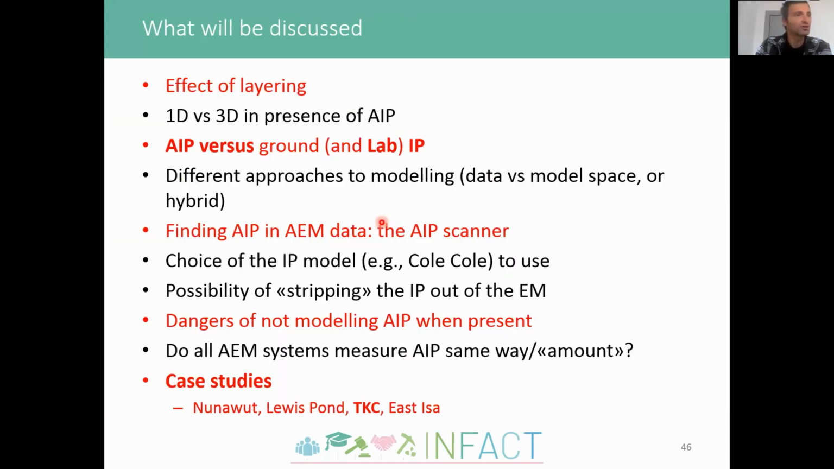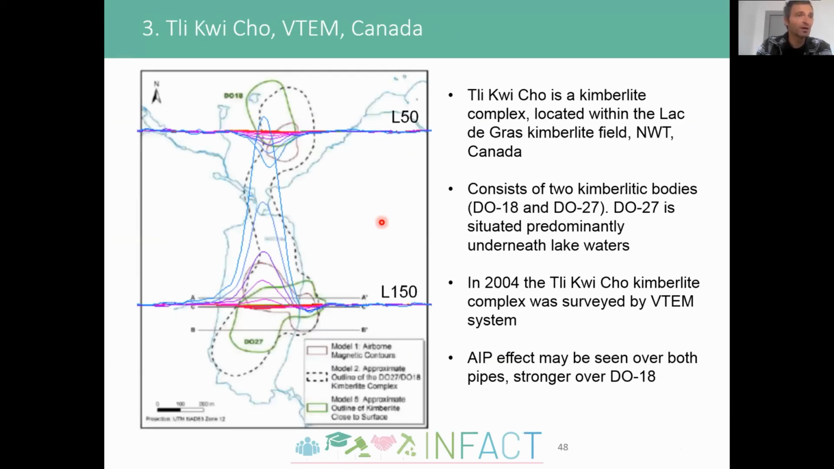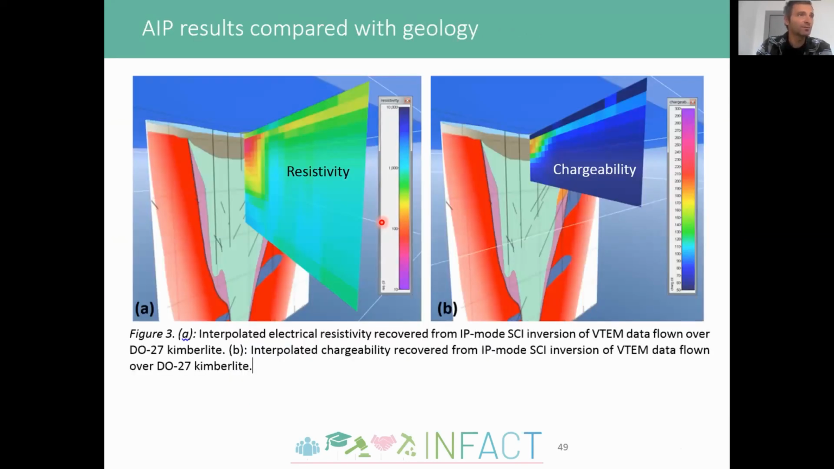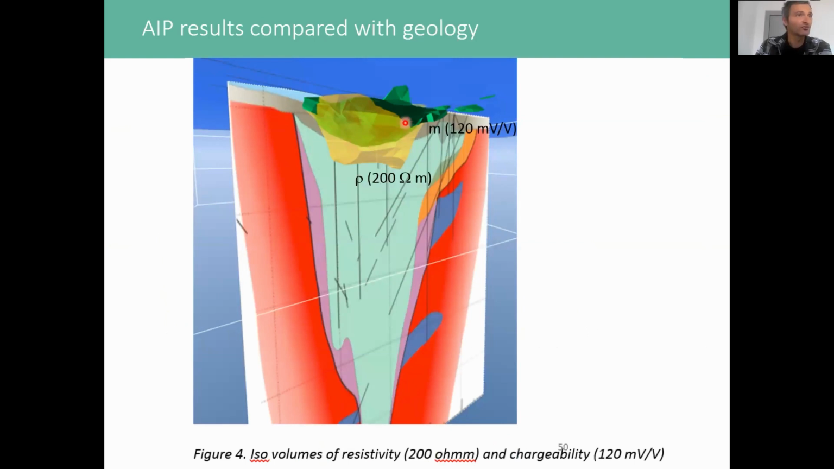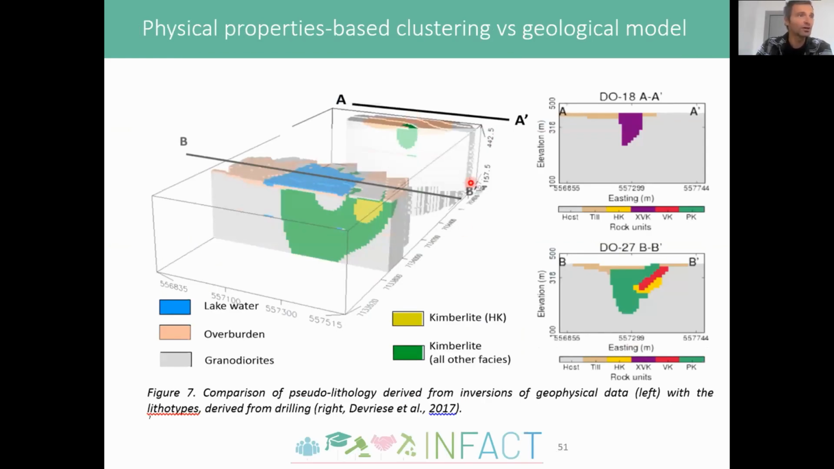Very quickly, TKC, this is a kimberlite in Canada. The reason I bring this one up is that we have a comparison against lab-based IP effects. There are lots of negatives in here, so we inverted with IP. This is a resistivity slice, and this is a chargeability slice against the geological model. This is how we fit the data. The entire thing is negative. We fit it. These are, again, iso-volumes of conductive and chargeable stuff. Based on those, we produce this model here, which is based on physical properties obtained from airborne data. If you compare it against the geological model obtained from drilling, this is for DO18 compared to that, and this is for DO27 compared to that. They are similar to some degree.